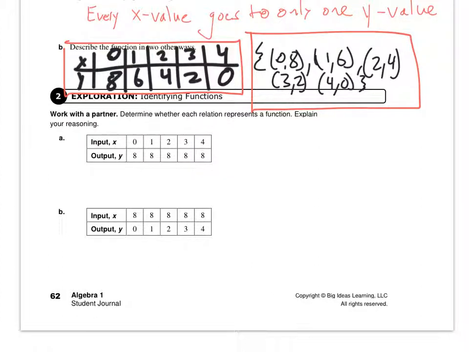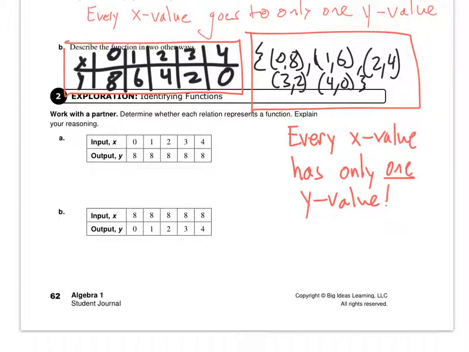Now it's your turn. So we're going to go to Exploration 2 and work through these problems, and decide if it's a function or not. Remember that to be a function, every x must only go to one y value. Every x value has only one y value. If it has more than one y value, then it's not a function. So work through these on this page and on the next page, and then come back and check with the video here.